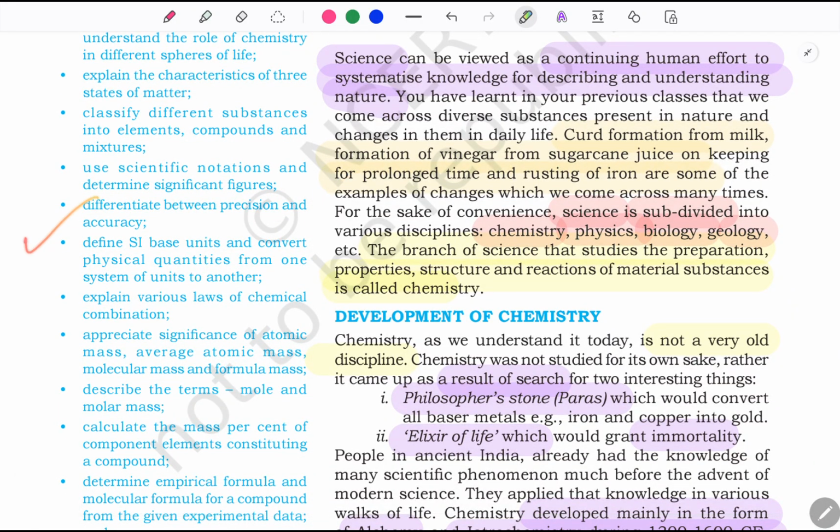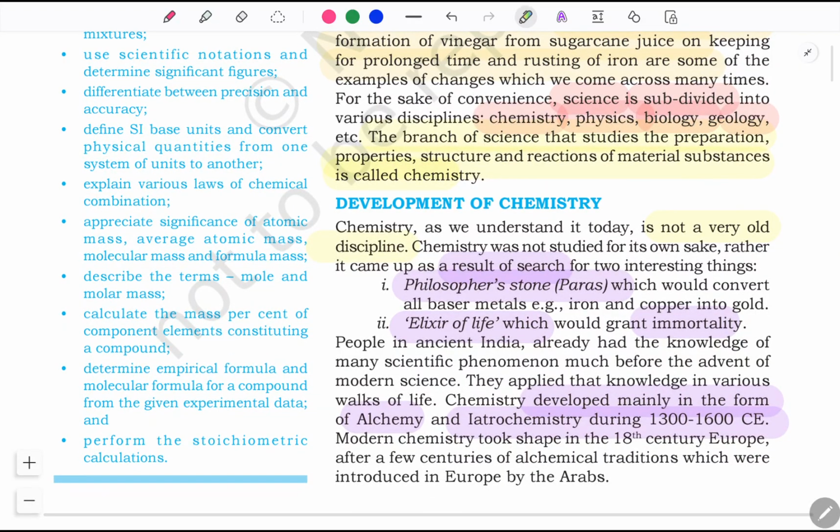SI units, we'll be talking about various laws of chemical combinations. You will appreciate the significance of various units and various definitions, like what is atomic mass, what is average atomic mass, what is molecular mass, and what is formula mass. Describe the term mole and molar mass. This is quite simple, and you've already done this in class ninth, 10th also. Calculate the mass percent. This also you have already covered.